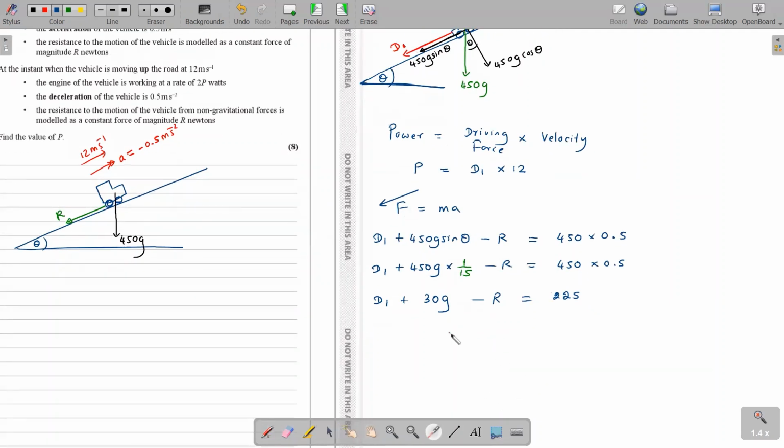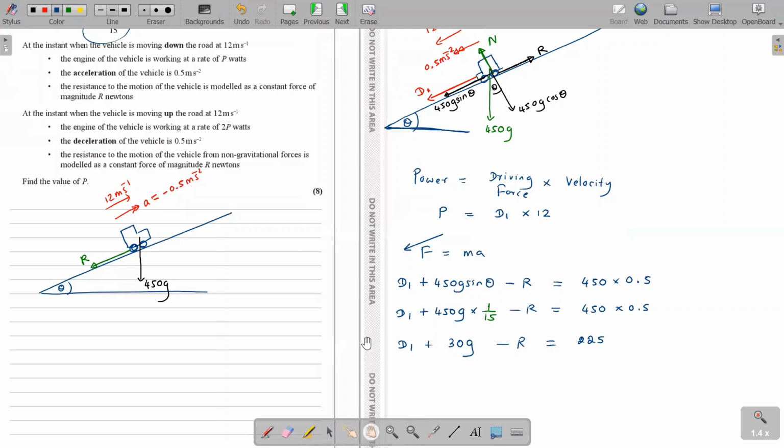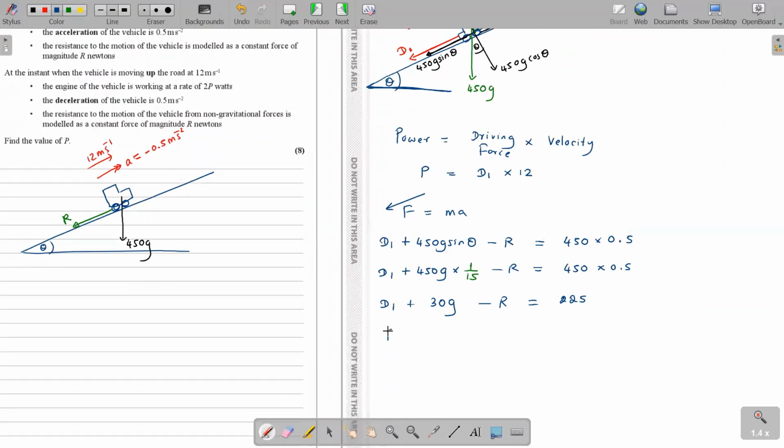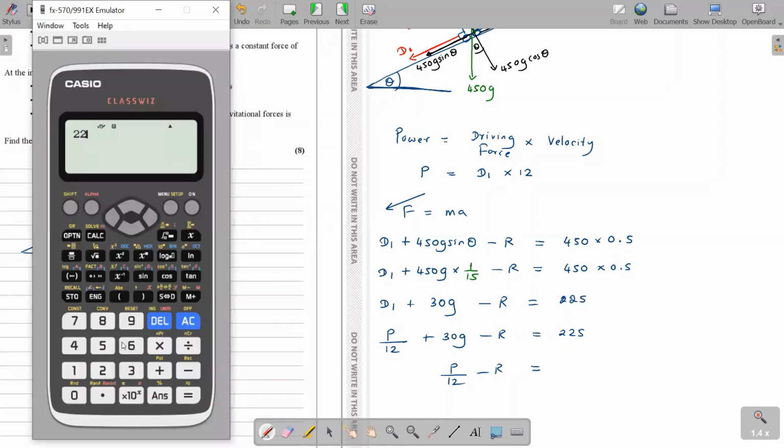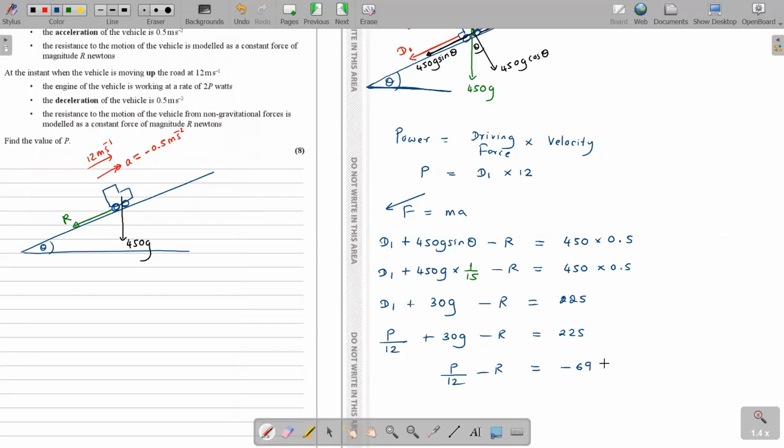Similarly, I need to create another equation for the other diagram, and solve those equations simultaneously to find the value of P. I think it's best if we replace the D value here as well. D equals P over 12. Shall we take the 30G to the other side? P over 12 minus R equals 225 minus 30G. 225 minus 30G, with G as 9.8, gives minus 69. Of course, simplification is entirely up to you, you can simplify in the way you like.